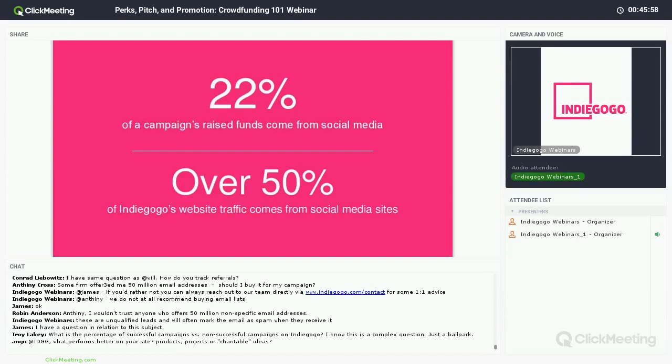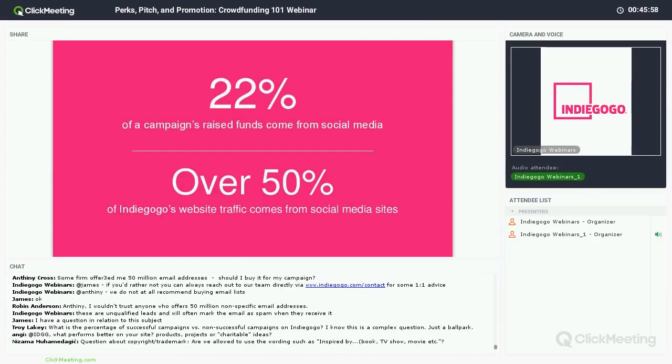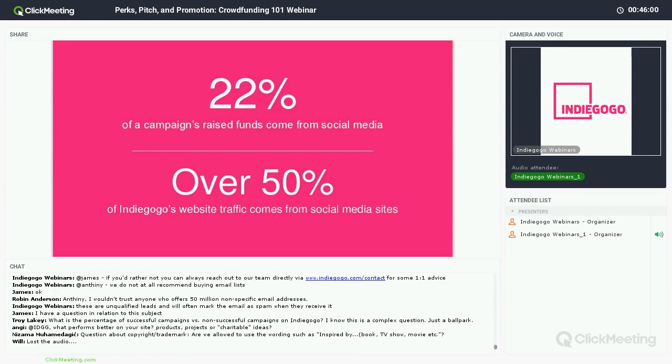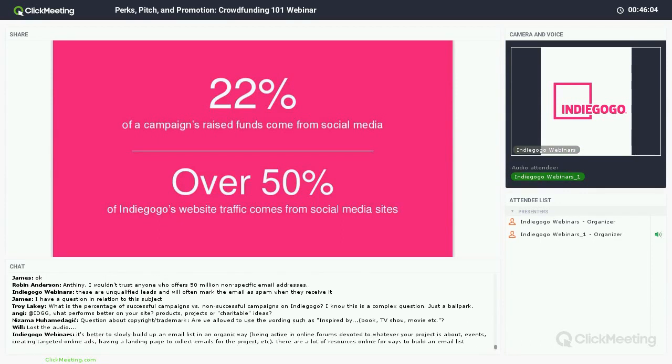So there are other ways, of course, to contact your audience. 22% of a campaign's raised funds come from social media, and over 50% of Indiegogo's website traffic comes from social media sites. Very important.